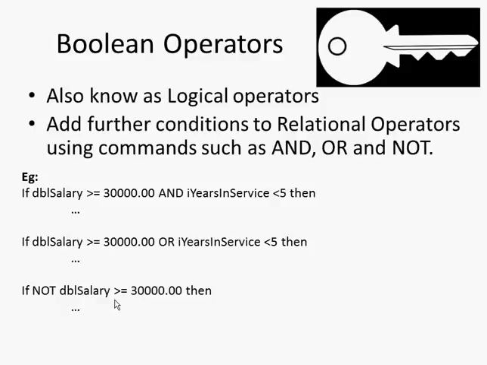So if dblSalary is greater than or equal to 30,000, then the right hand side becomes true, but the whole thing becomes false. So if dblSalary was less than 30,000, then the right hand side would be false and the whole line would be true.